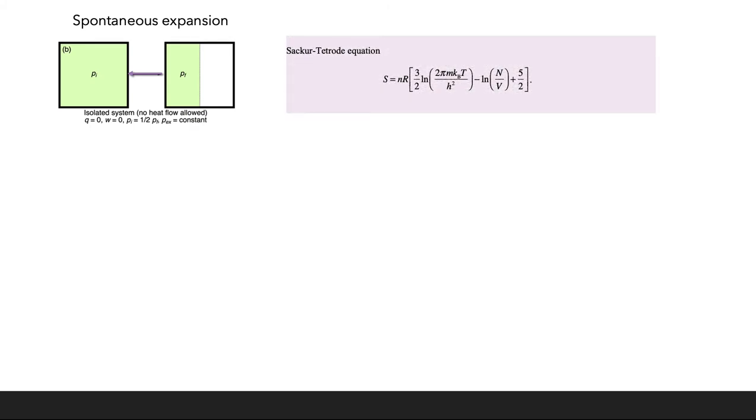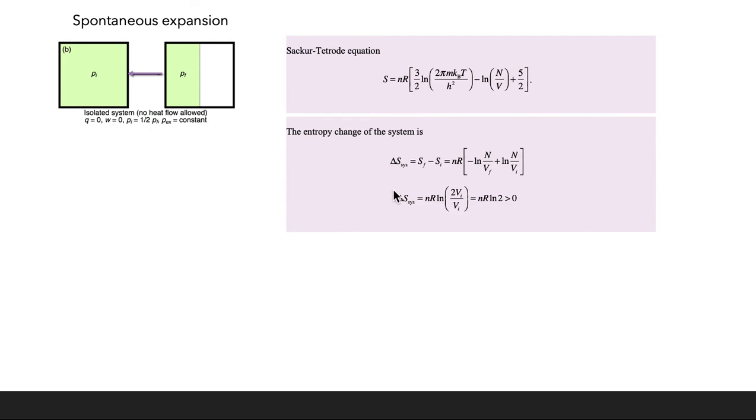Well, let's put a monatomic ideal gas in, say argon. We can use the Sackur-Tetrode equation to calculate the entropy of the initial state, calculate the entropy of the final state, which have two different volumes, take the difference between the two, and we'll get the entropy change of the system, which is a positive number.